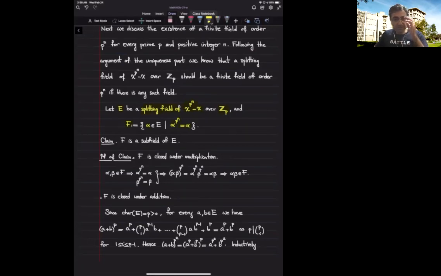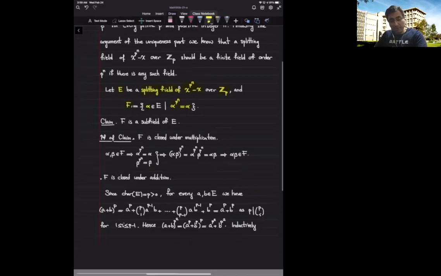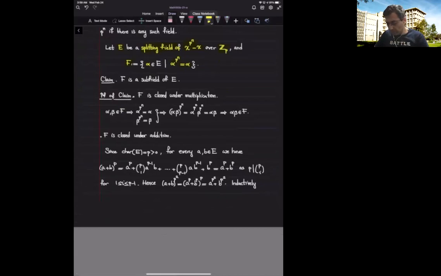In order to show F is a subfield, I have to show it is closed under multiplication, it is closed under addition, it is closed under negation. Every non-zero element is a unit. So these are the 4 steps that I'm going to take. Closure under multiplication is easier than the rest. So why is it closed under multiplication?